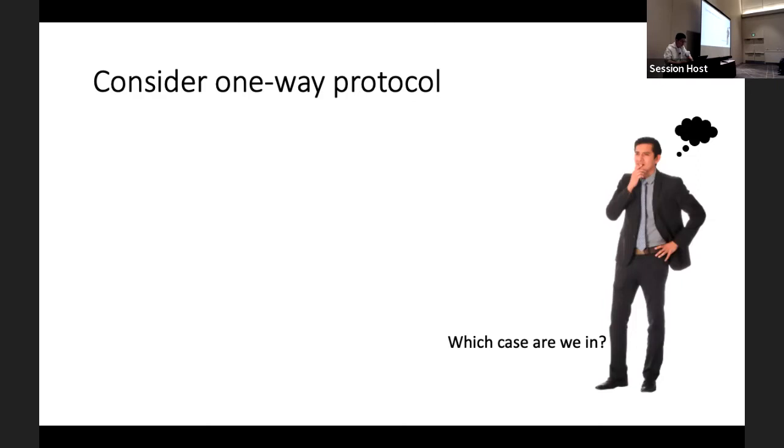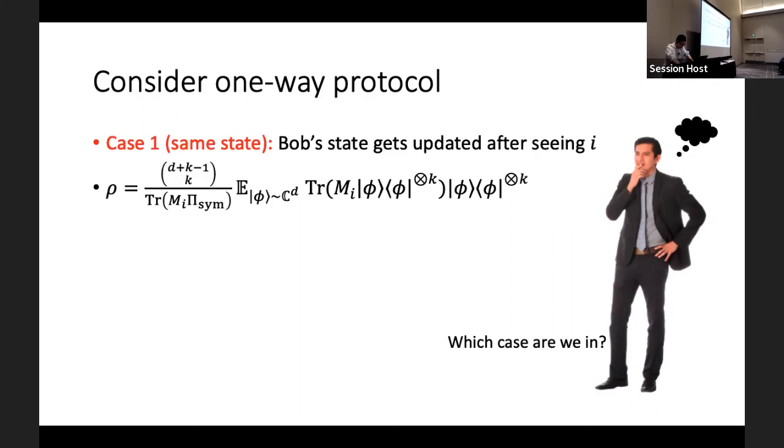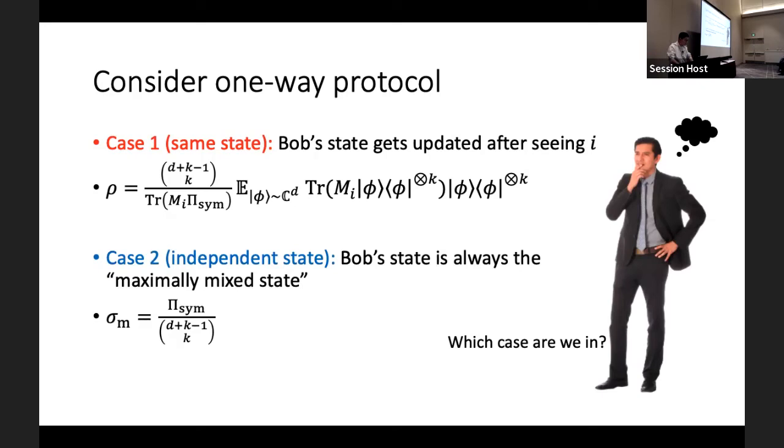So now let's think from Bob's perspective. So in case one, when Alice and Bob have the same state, Bob's state will get updated after seeing the measurement outcome I as follows. So this state rho looks a bit complicated, but this is just saying that Bob's state is no longer uniformly distributed because he received some additional information. So those states that have higher overlap with the measurement operator M_I are more likely. So in case two, when Alice and Bob have independent states, Bob's state is always the maximally mixed state in the symmetric subspace.